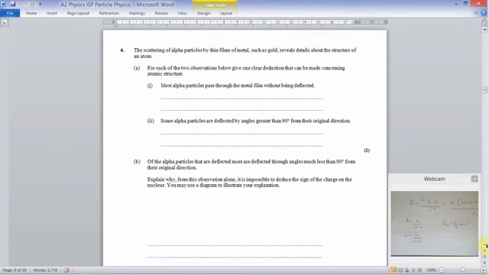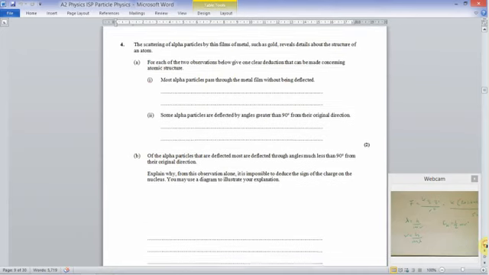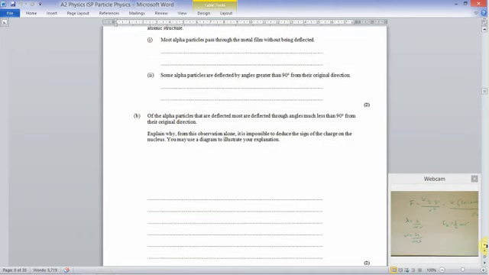Okay, so if they're deflected by greater than 90 degrees, it means that within the atom is a central area of dense positive charge. That's the idea. Dense positive charge somewhere within the centre of this atom. Of the alpha particles that are deflected, most are deflected through angles much less than 90. So that makes sense. So most went straight through, but when you consider those that did get deflected, the majority of them are deflected by an angle less than 90.